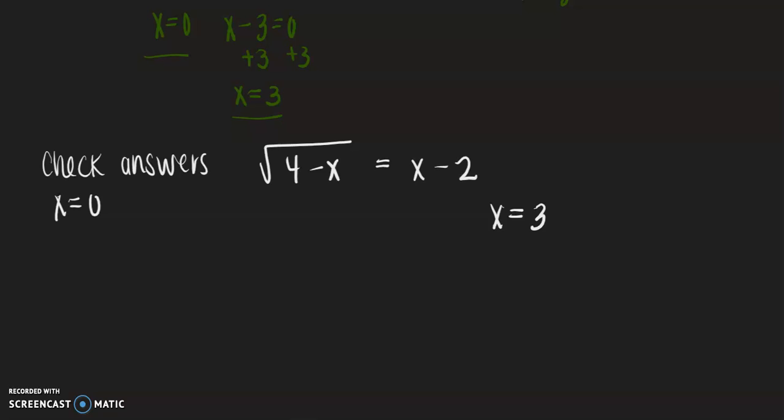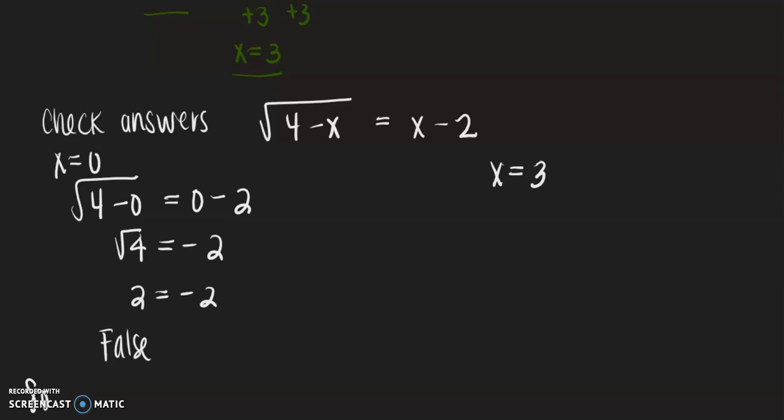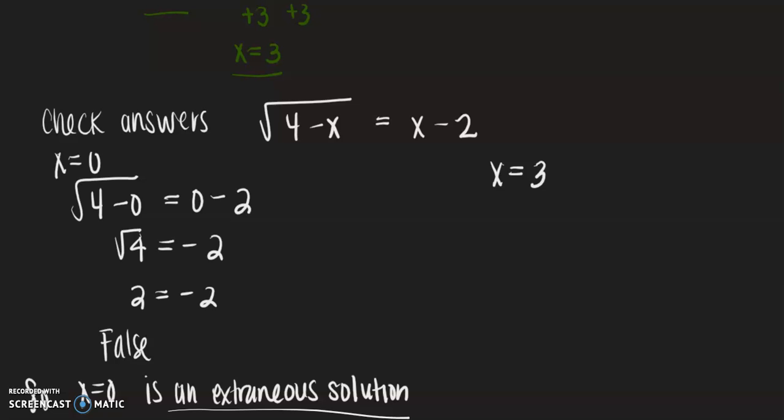Okay, so let's plug in 0. 4 minus 0 equals 0 minus 2. The square root of 4 equals negative 2. 2 equals negative 2. This is false. So x equals 0 is an extraneous solution. So a solution that didn't work, we call that an extraneous solution.